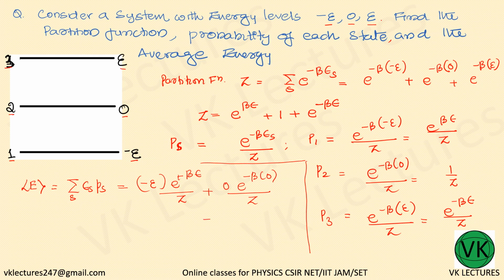Plus one more term we have, E into e to the power minus beta E by Z, which is the third state. So the second term here is going to 0. What remains is minus e to the power beta E plus e to the power minus beta E, with the denominator the same, that is Z. If you want, you can replace Z with the equation, e to the power beta E and so on.